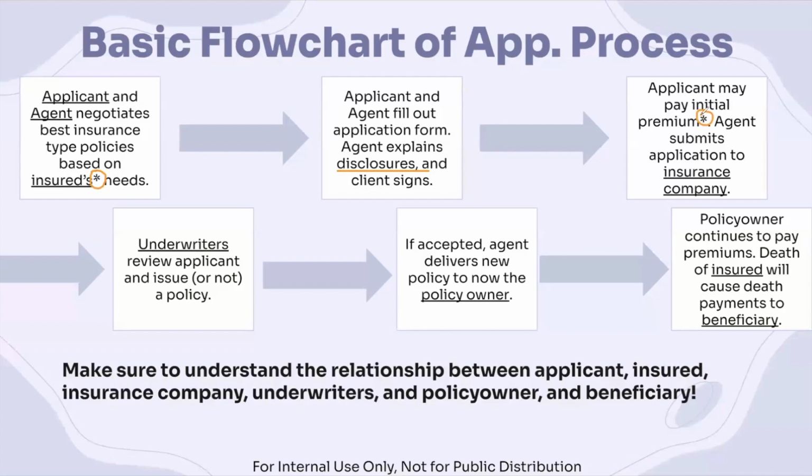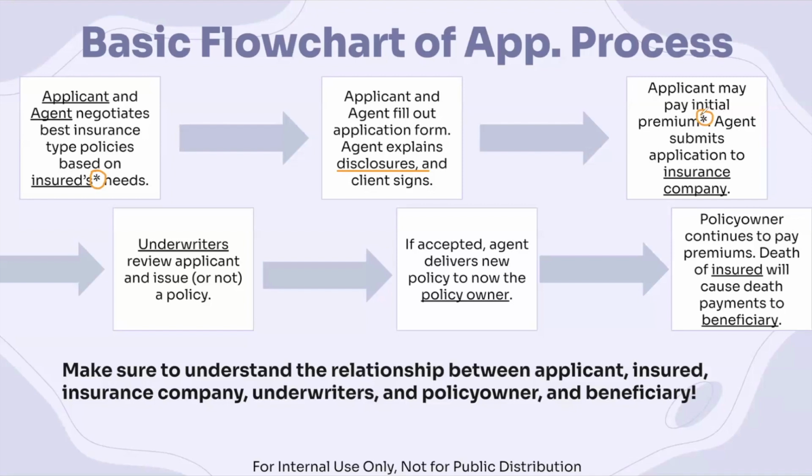And the insurance company is also called the insurer. Then underwriters. Every insurance company has many underwriters, and there is going to be one underwriter that's assigned to your client's case. These underwriters review the applicant and decide, should I issue it or not? They keep in mind risk, health history, and personal characteristics too, like if you smoke or not, if you used tobacco, all of that. And if accepted, the agent delivers the policy to the policy owner.